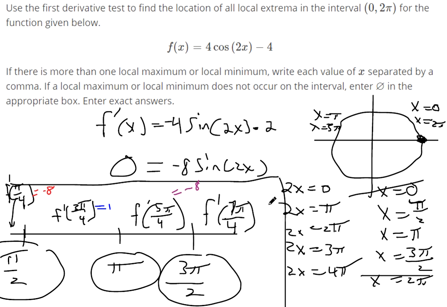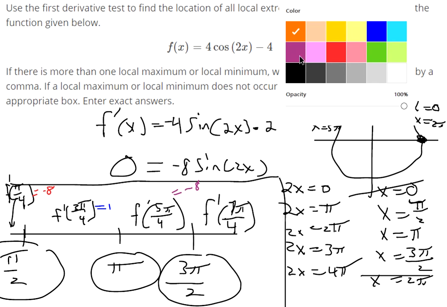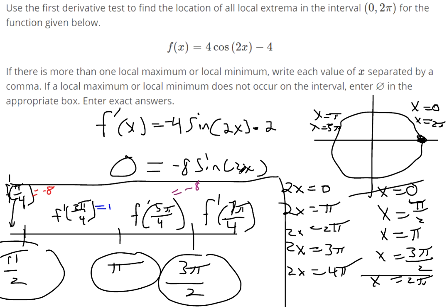And then the last derivative we need to test right here, 7 pi over 4. If you plug that in here for x, 2 times 7 pi over 4 gives you 7 pi over 2. So 1 pi over 2, 2 pi over 2, 3 pi over 2, 4 pi over 2, 5, 6, 7. Sine of 7 pi over 4 is a negative 1. Negative 8 times negative 1 gives you positive 8.